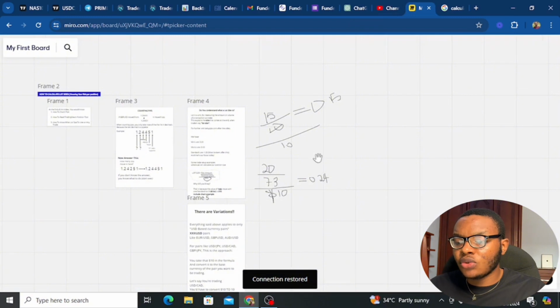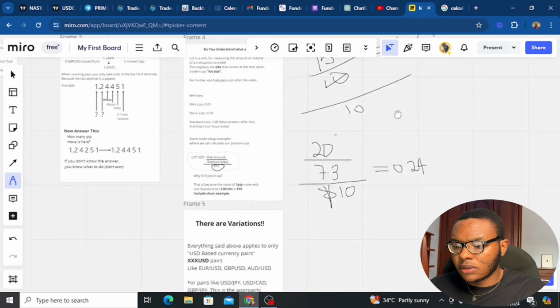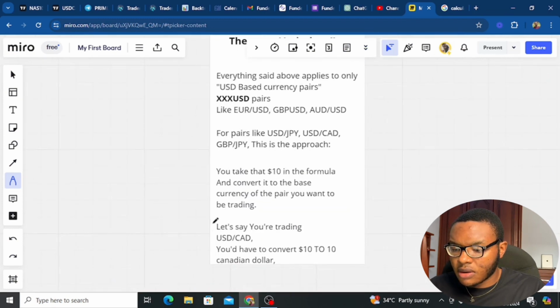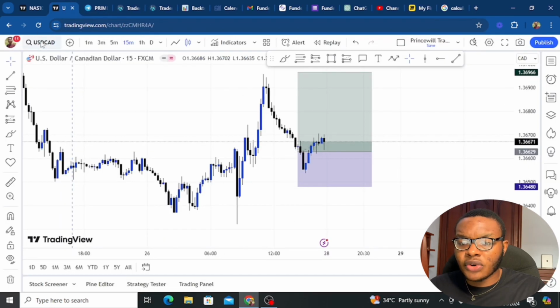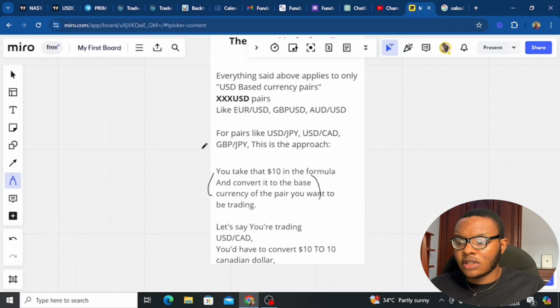Now, the first thing you need to do is convert it to the base currency. Now, what is the base currency? Let's go back to USDCAD. The base currency in USDCAD is the Canadian dollar. In GBPUSD, let's go back to GBPUSD.